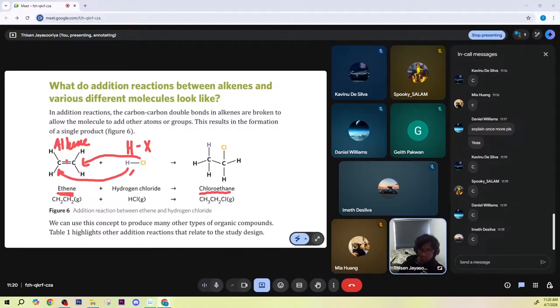So I'm using a lot of pictures to demonstrate this. And that's why it's an addition. You're adding it on, yeah? You're adding it on, that's why it's an addition. Does that make sense to everyone?